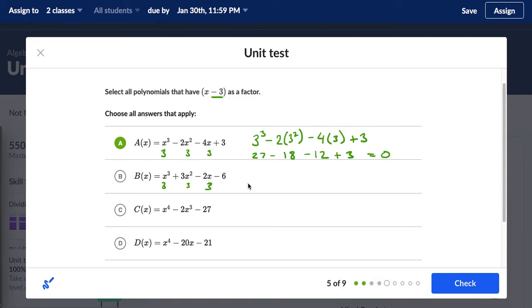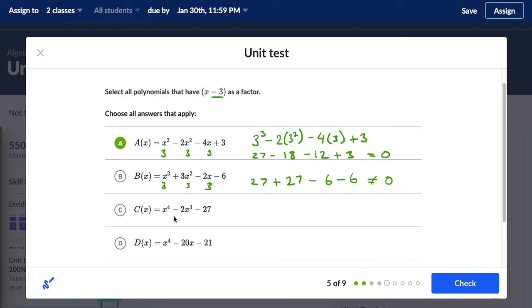So we get 27 plus 3 times 9 is 27, right? Minus 2 times 3 is 6, minus 6. Right, so you can see here right away that's definitely not equal to 0. So this is not a choice. Okay, we don't need to work that out to see it.